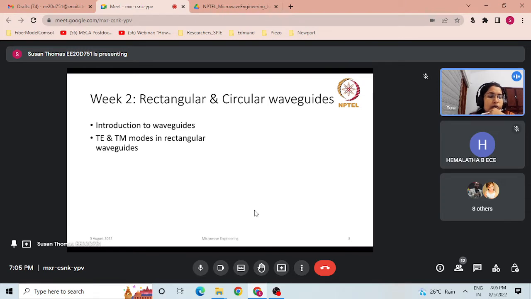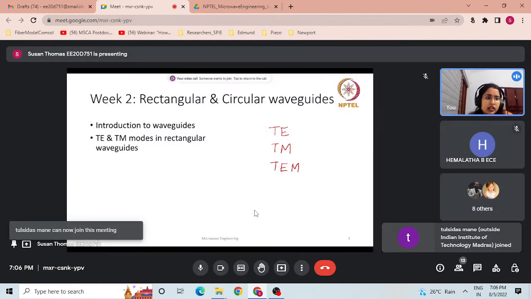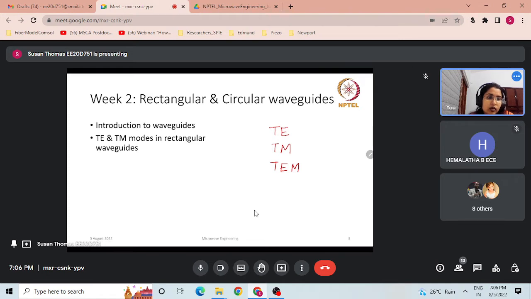I hope you could distinguish between what is a TE, TM and TEM wave. So let us start our discussion with distinguishing between these three types of waves. Can anybody tell me in the chat box what is a TE wave, what is a TM wave, and what is a TEM wave? Write what you understood from the video lectures. You can always type in the chat box, or you can unmute yourself and talk.